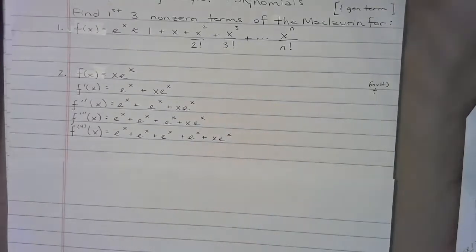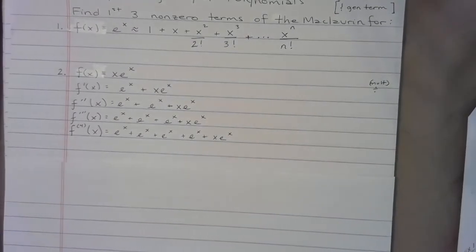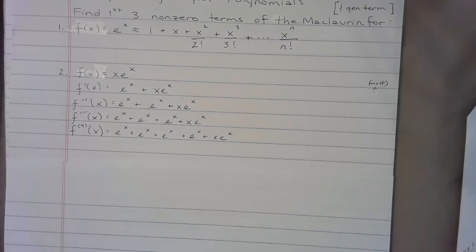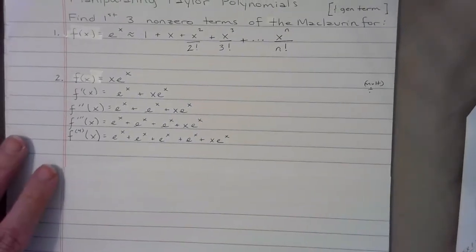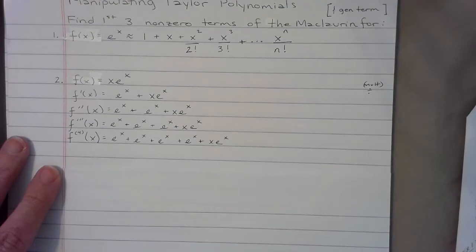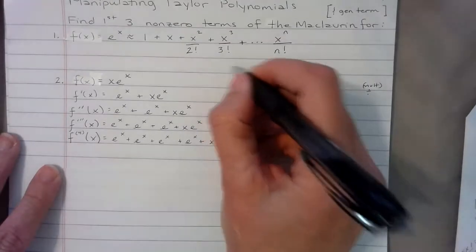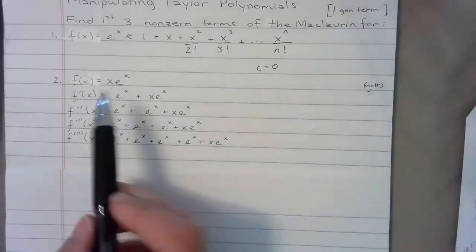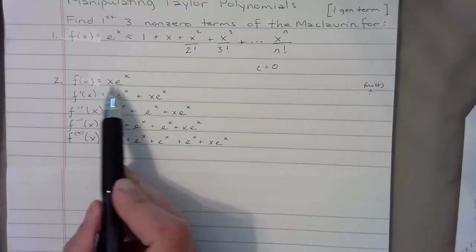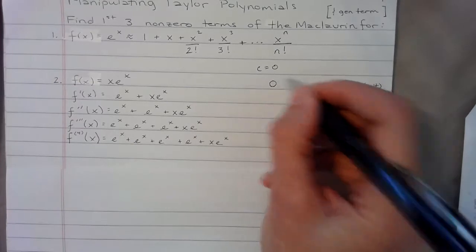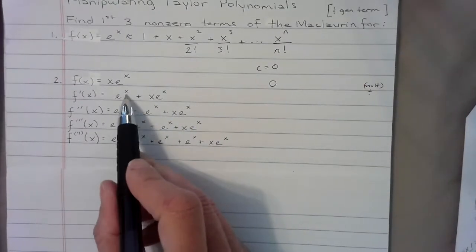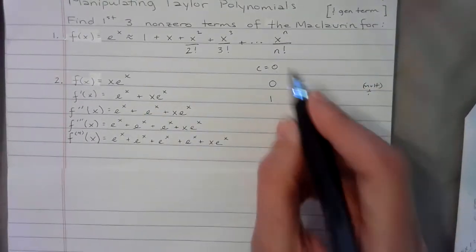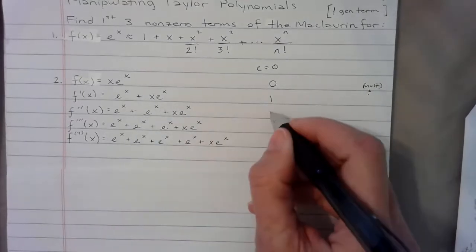Okay, and then the next step will be to find all these function values and derivative values at the center. And this is a Maclaurin, so we're going to be centered at 0. So our center will equal 0. Okay, function value at 0 is 0 times 1, so that's 0. Function value at 0, this is 1 plus 0, which is 1. That's 1 plus 1, which is 2.